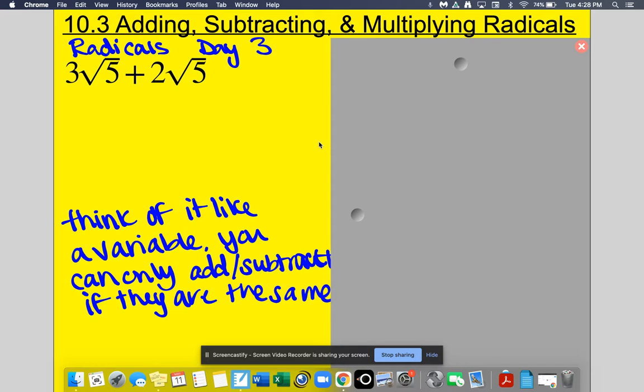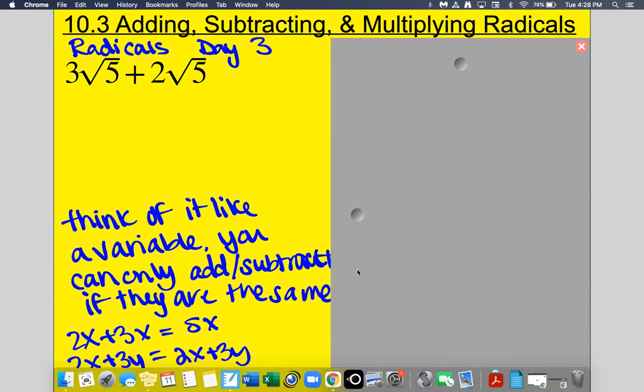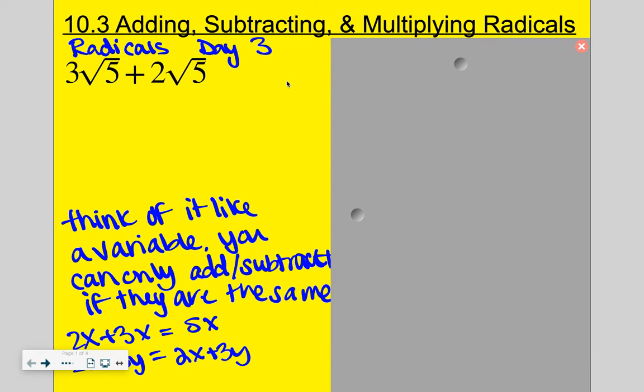So if it's 2x plus 3x, that's 5x. But if it's 2x plus 3y, you can't add them. So then it would stay the same. So that same type of thing applies with our problems.